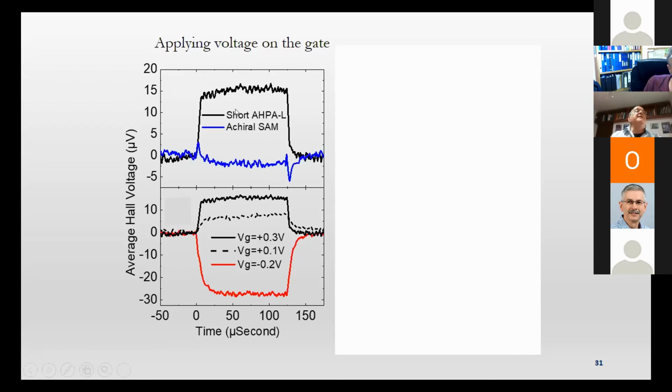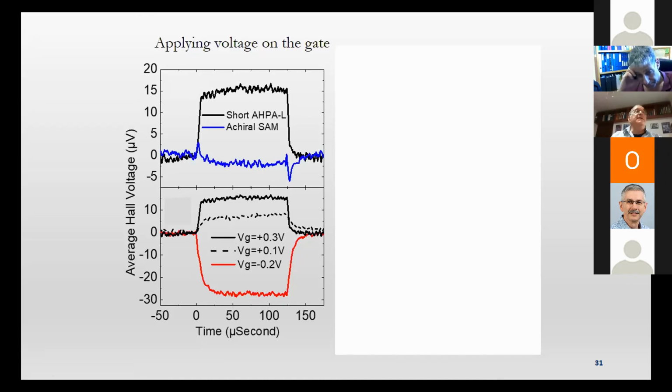What is surprising here is that it's clear that when we inject spins, we expect to see Hall signal. But how do we keep the spins so long, all through the time that we apply the voltage? What keeps the spins there?